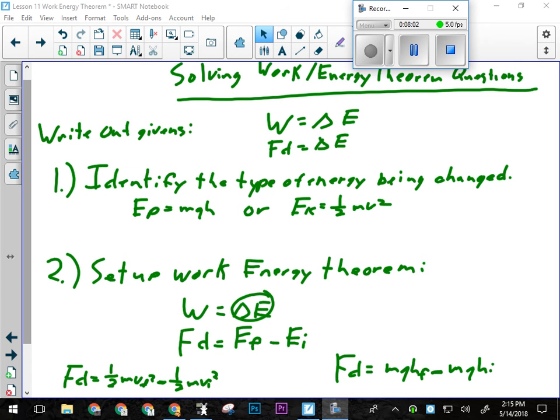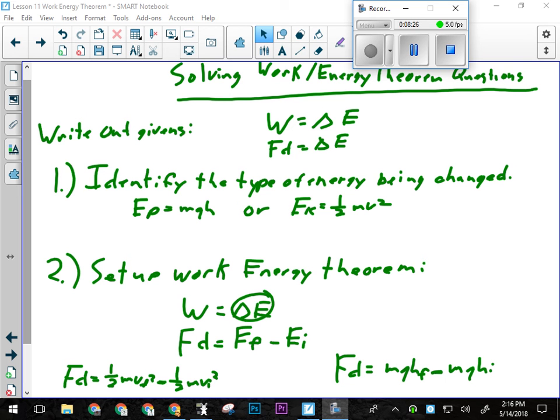All right, so once we've written out our givens, then we want to decide whether we're going to be using work as a change in energy or force times distance as a change in energy. And we'll be able to tell that based on what we were given. Okay, if we were asked to calculate work or we were given the work in joules, then we'll use work as a change in energy. If we were given a force or given a distance and asked to calculate force or something like that, then we'll use the force times distance one.